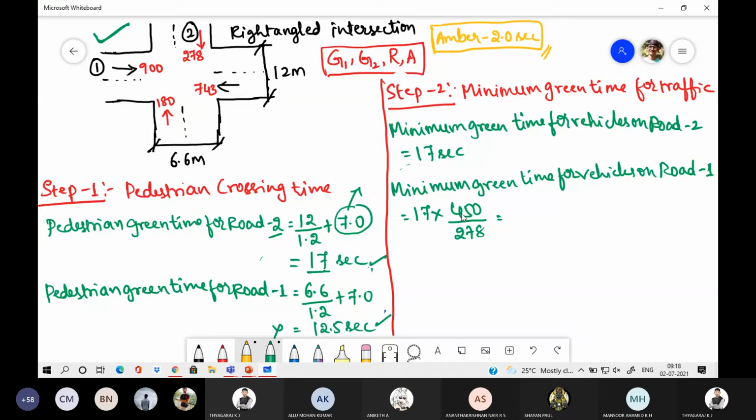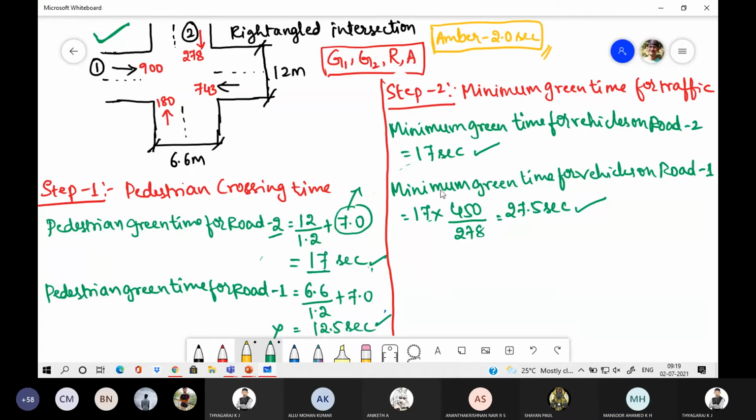Why are we dividing? We are fixing 17 seconds as the minimum green time for road 1 vehicles. That's why we are taking 17 seconds, and we are dividing it by the traffic vehicles. So we are going to get 27.5 seconds. Check it. Are you going to get 27.5 seconds? Yes, sir. Okay. Now this completes. So the green time for road 1 is 17 seconds. The green time for road 2 is 27.5 seconds. Is it clear? Understood?